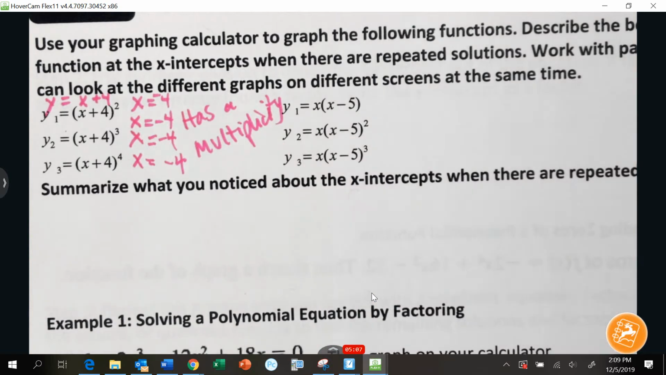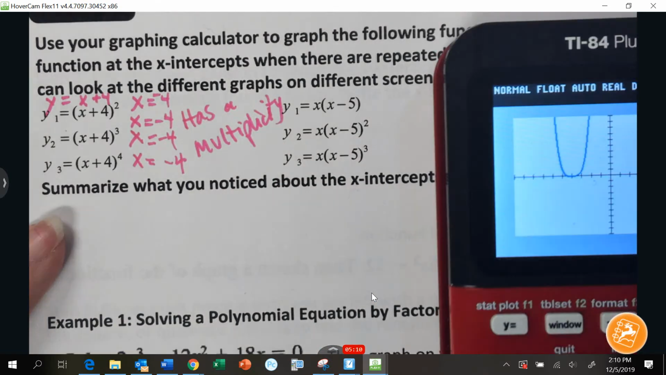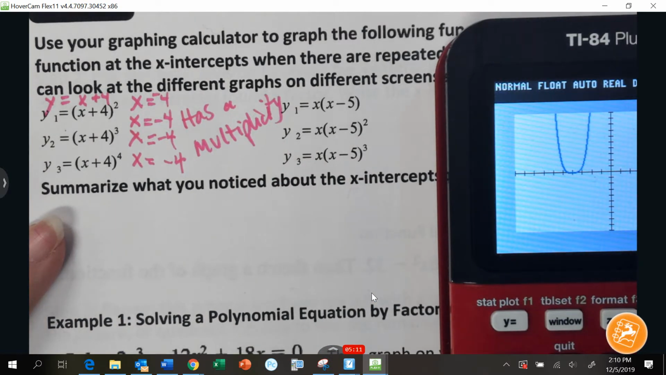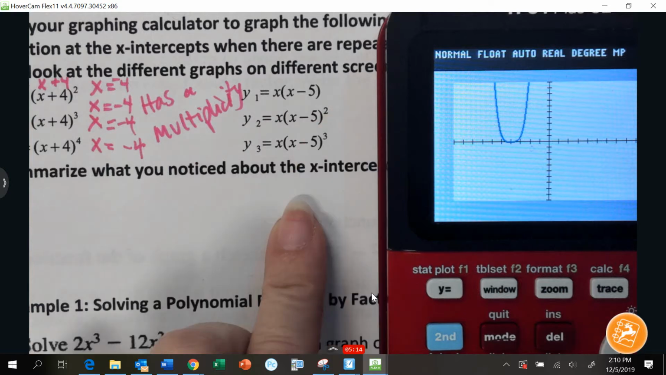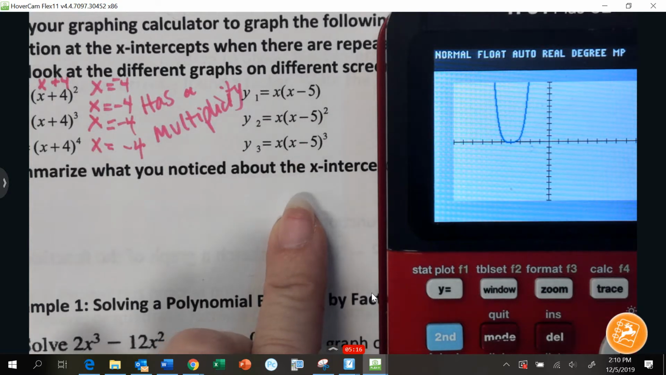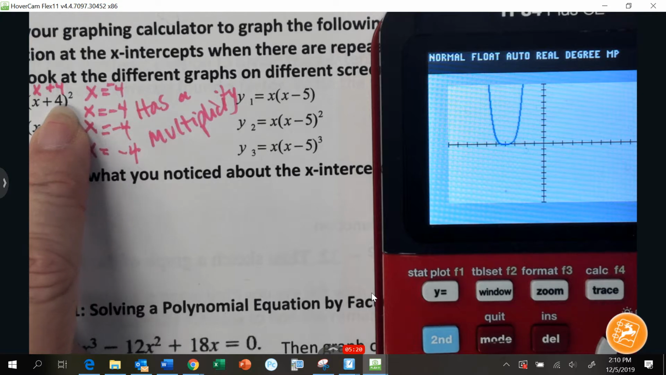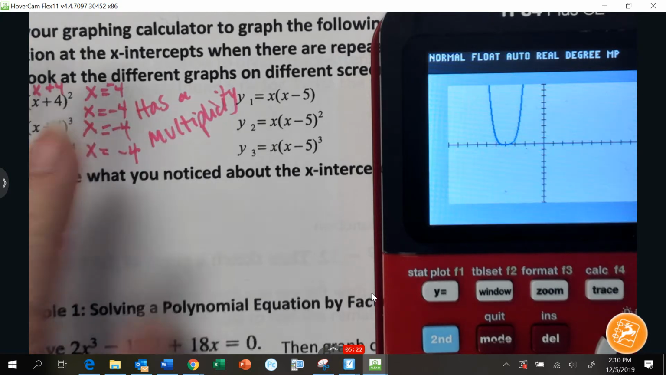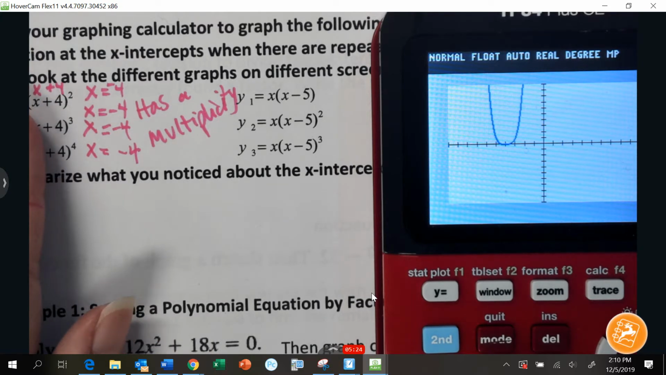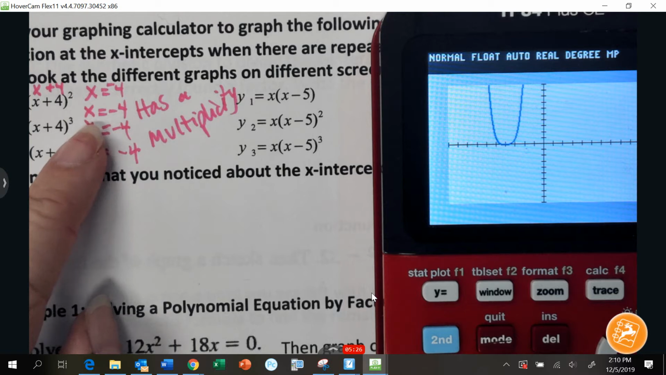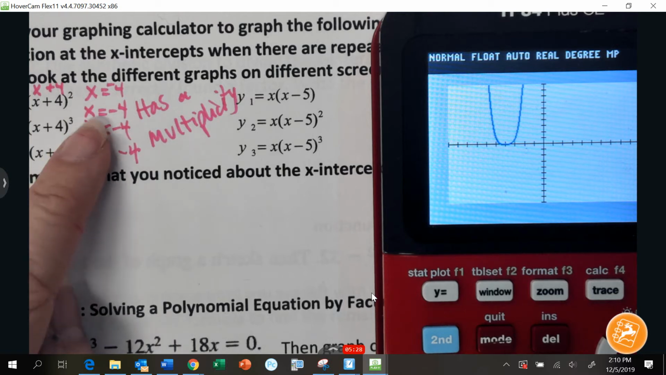Yes, Avni? Well, we have 3 more. No, what is the multiplicity? That means there's 2 x equals negative 4. It's not always the degree. It was with this one. It doesn't always. It's just telling you how many x-intercepts there are.